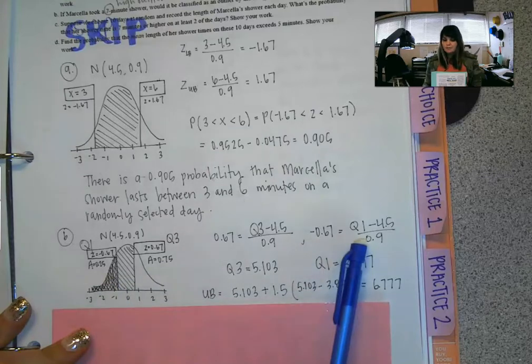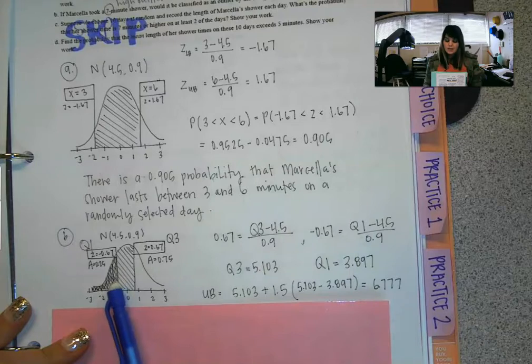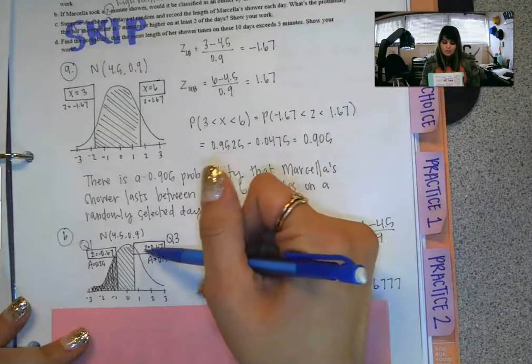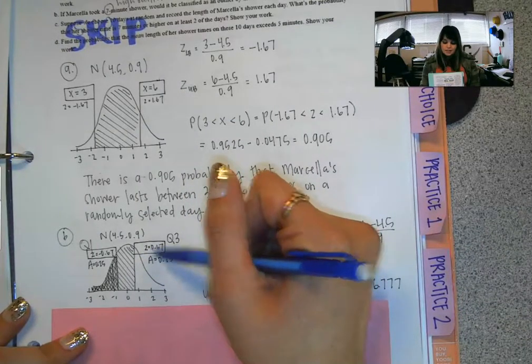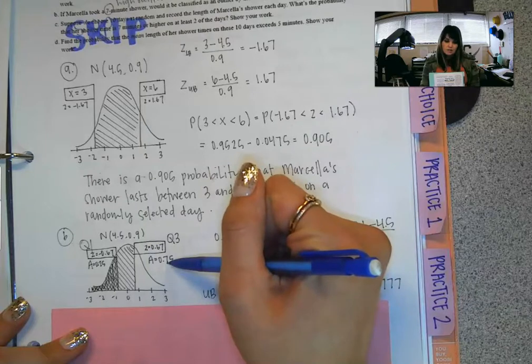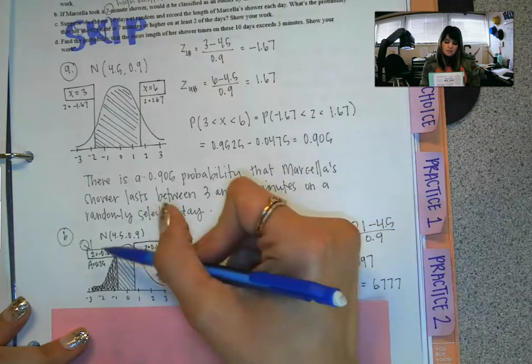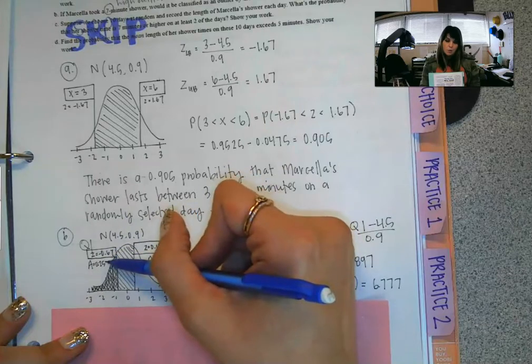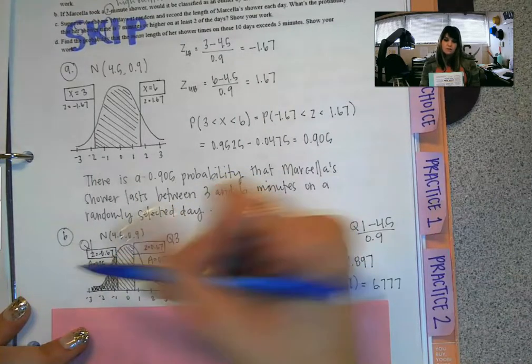You had to find quartile 1. Quartile 1 has a Z with 25% of data to the left. So notice I have it labeled. Z-score of 0.67 matches an area to the left of 0.75. Z-score of negative 0.67 has an area of 0.25 to the left.